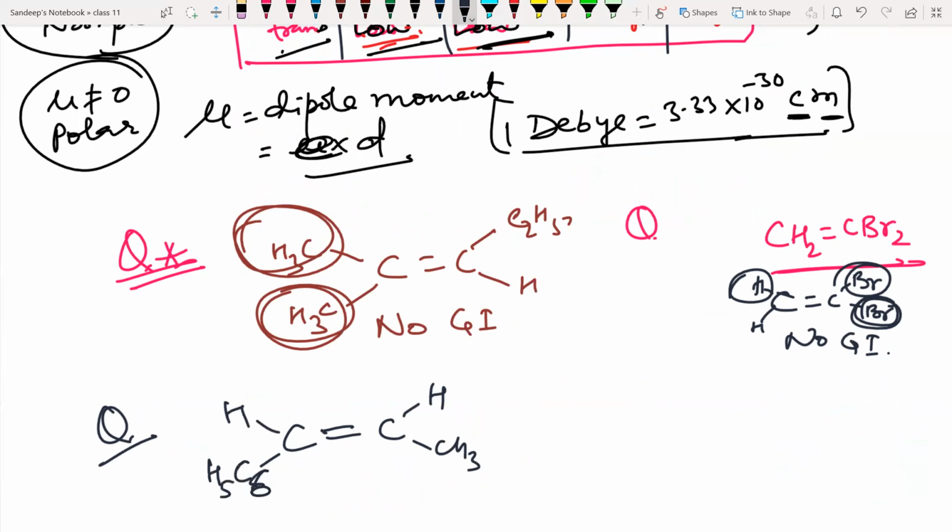This is phenyl group. So is it cis or trans? This is cis. So this will show geometrical isomerism.